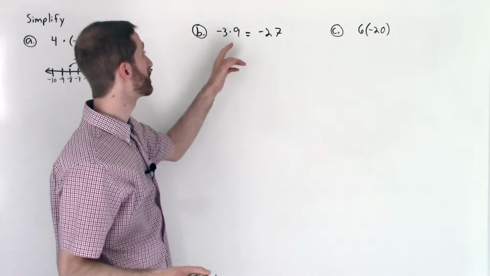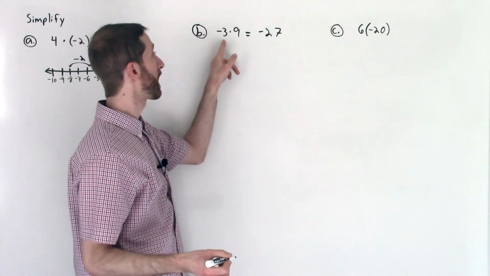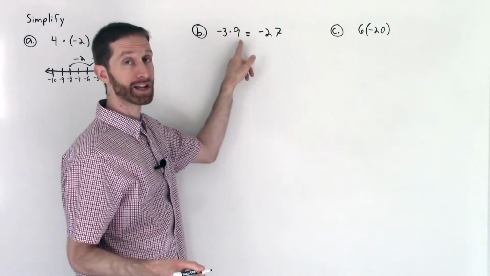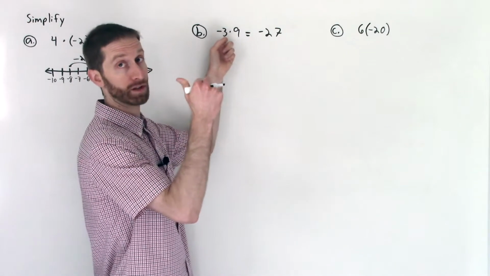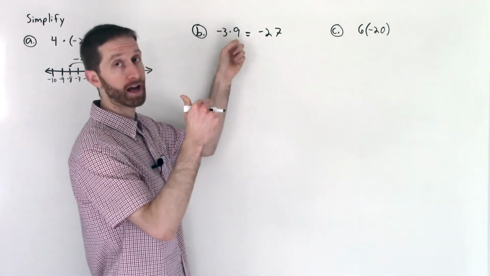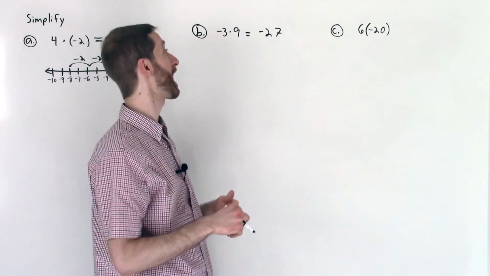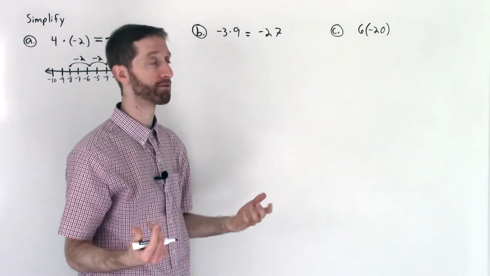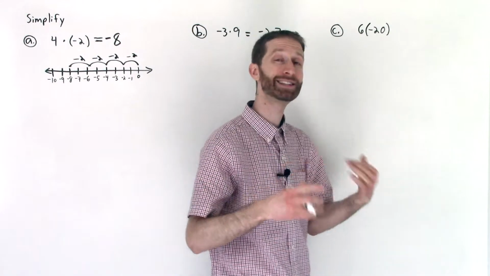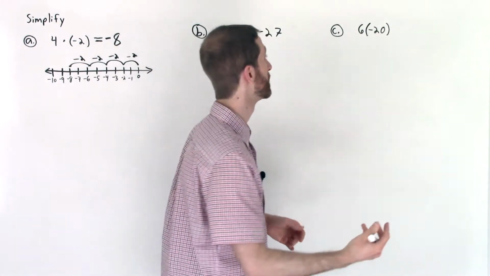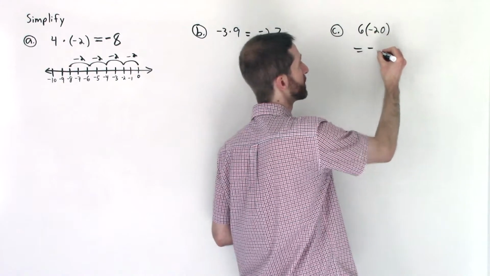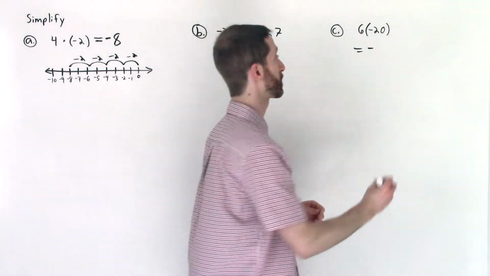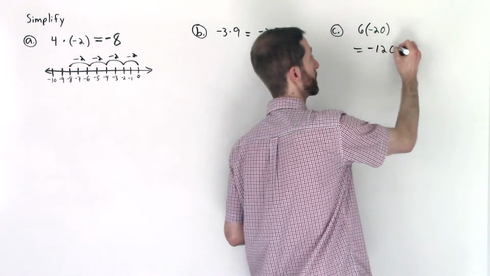Or we're going to the left 3 times with 9 units each time. You can think of it that way, or go to the left 9 times, 3 units each time. It doesn't matter which way you look at it, you're going to end up going to the left 27. This one says 6 times negative 20. That's a negative times a positive, so it's going to be a negative, and 6 times 20 is 120. And so that's your answer.